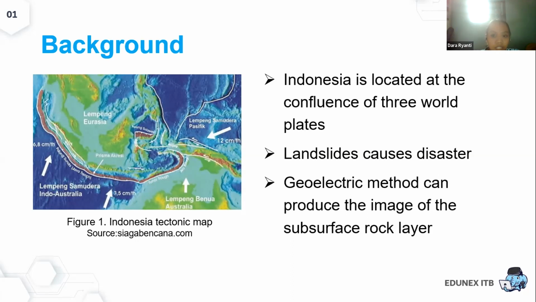Landslides cause disaster when they harm humans in social, economic, and environmental aspects. The impact of landslides can be extensive, including loss of life, destruction of infrastructure, damage to land, and loss of natural resources. Landslide material can also block rivers and increase the risk of floods.